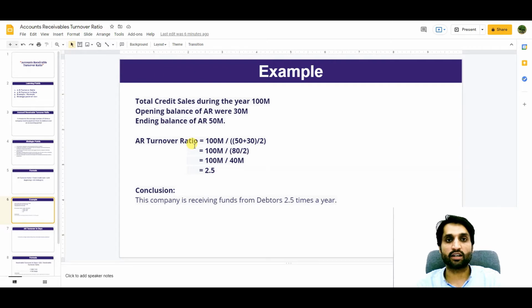Now for the account receivable turnover ratio, 100 million is the current year sales, divided by the average of the year, like the opening and the closing balance of account receivable. So after the calculation we come up with a 2.5 ratio. A 2.5 ratio is not a good ratio, it is a very low ratio. This company is receiving funds from debtors 2.5 times a year, like after 5 months. So this is a very long period in which they are getting payment from their debtors.